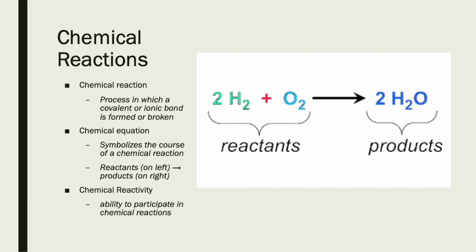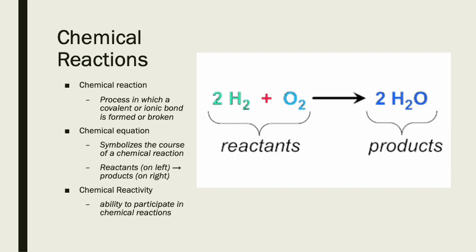So the chemical equation is the chemical formulas showing what is being put together or taken apart. This picture is the chemical equation. It is showing that we have two H2 molecules, which is hydrogen, bonding with one O2 molecule of oxygen to make two water molecules. That is a chemical reaction. It's showing that we're having hydrogen added to oxygen, and it makes water.